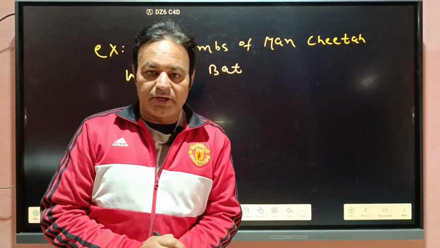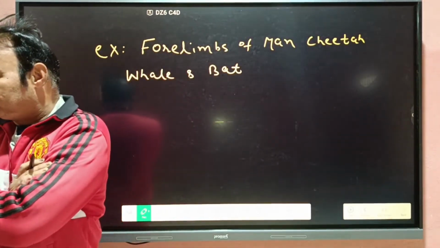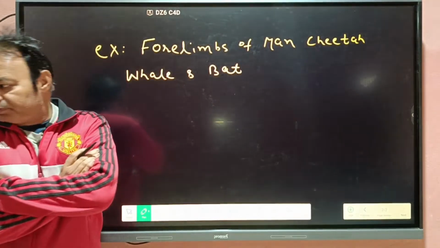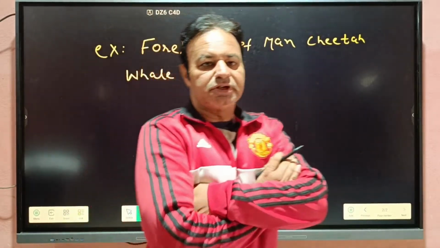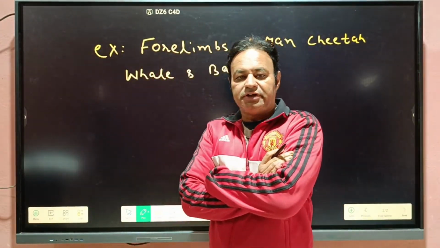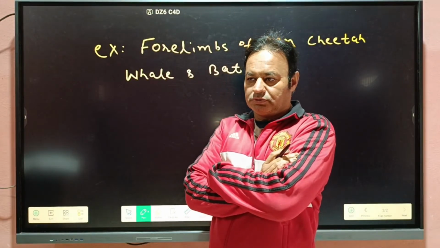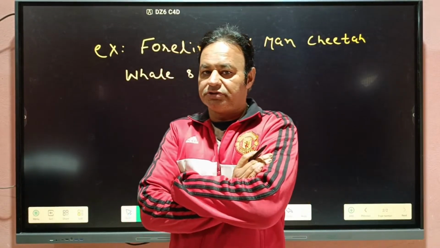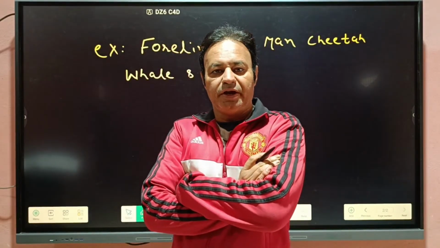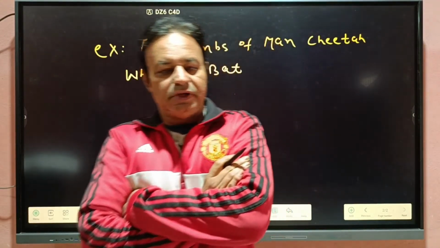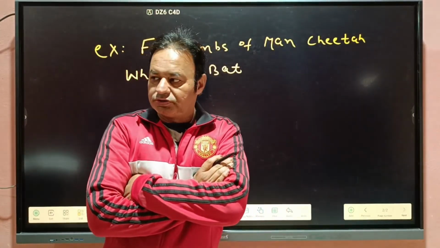But they are made up of the same type of bones: humerus, radius, ulna, metacarpals, and carpals. These bones are present in the forelimbs of man, bat, cheetah, and whale, but they perform different functions. So they are called homologous organs.